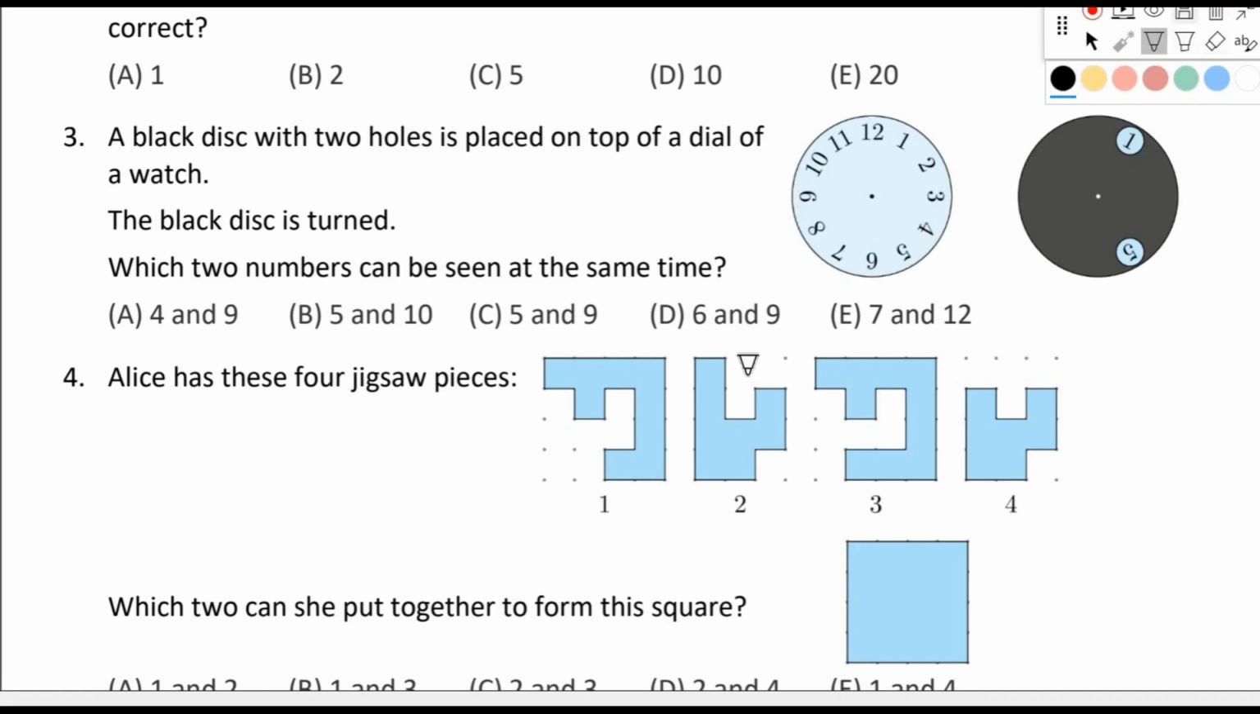So the first option is not possible. 5 and 10. Let's see, 5 and 10. Again, 4 numbers between them. That's also not possible.